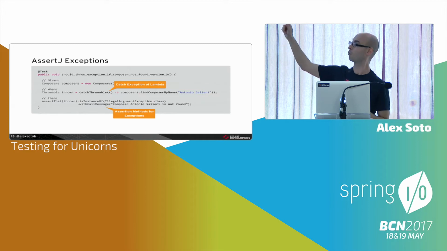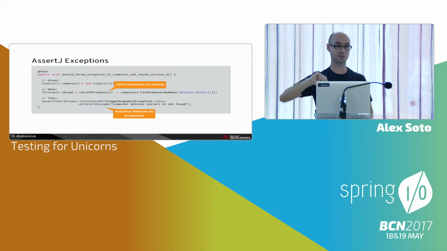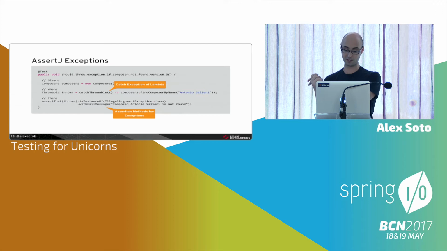So now you know which method has thrown the exception, which is the exception, and finally you can do withFailMessage, where you put the message that you're expecting. So with AssertJ, you know exactly who throws the exception, when it was thrown, and what was the message. And you're following the BDD style, which is quite good.